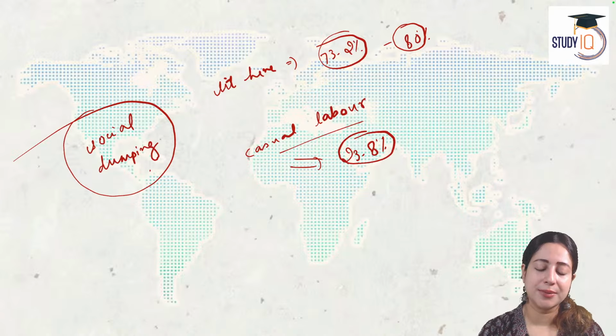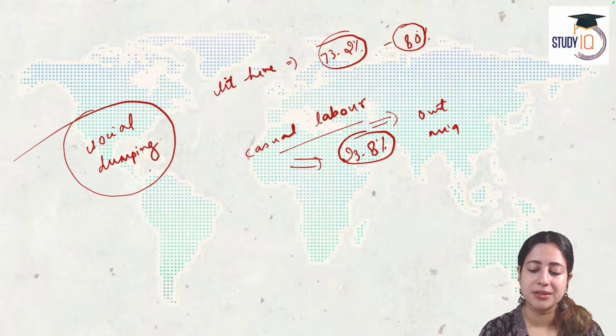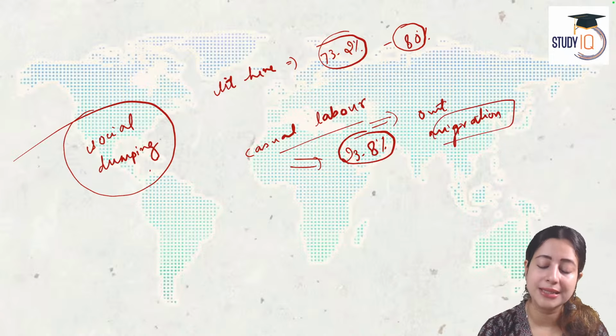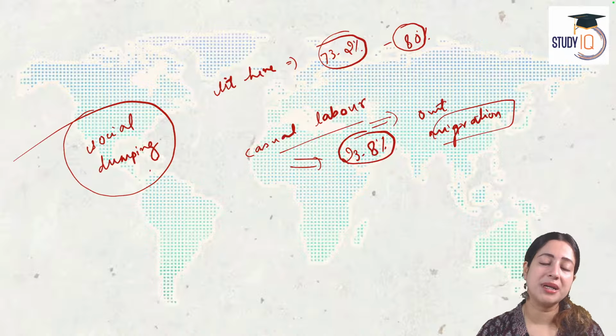These are casual laborers. Hence, in Bihar, there is a very high rate of out migration. Most people leave the state to look for work outside the state. Apart from UP, Bihar has the highest out migration rate. But in India, migration is not easy.